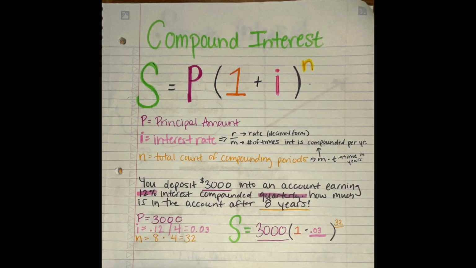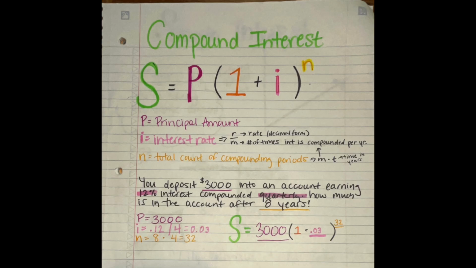R represents the rate in decimal form, and M represents the number of times that the payment is compounded per year. N in this example means the total amount of compounding periods, and N can also be represented as M, which we talked about above, so the number of times interest is compounded per year, times T. T is time, and just like the last one, T is time in years.